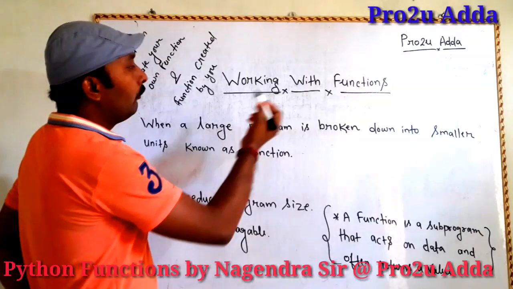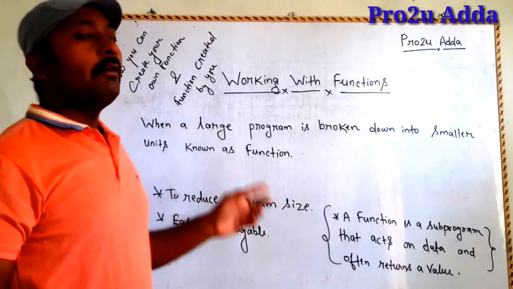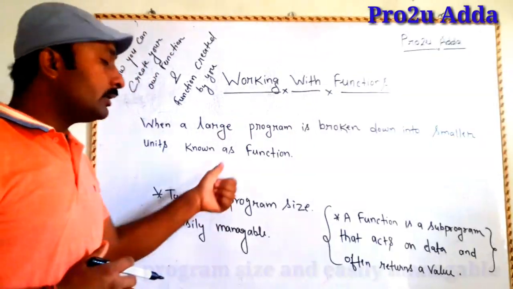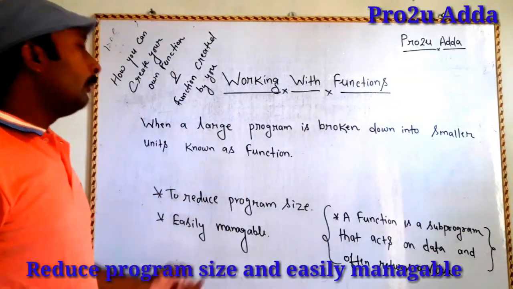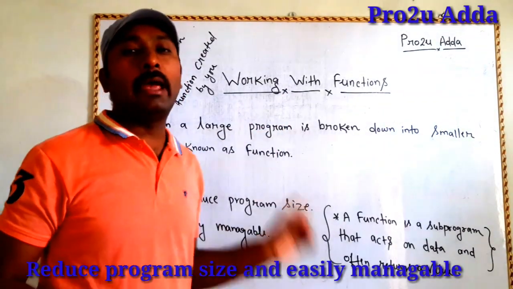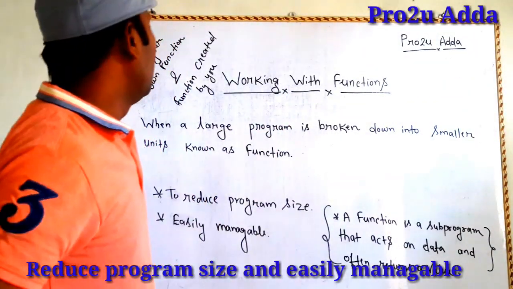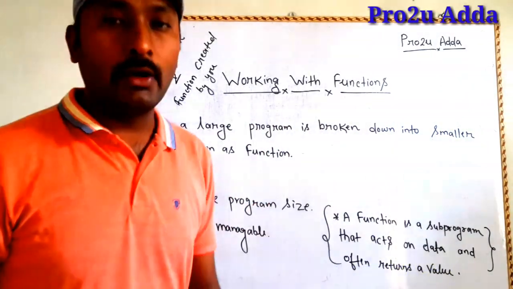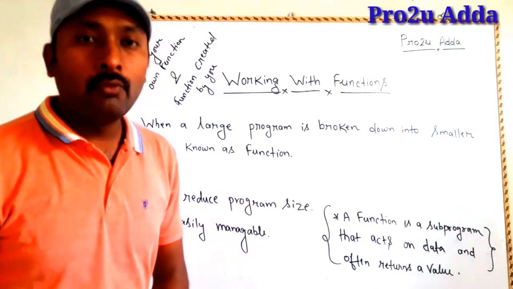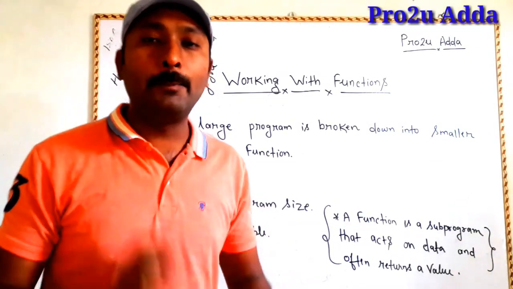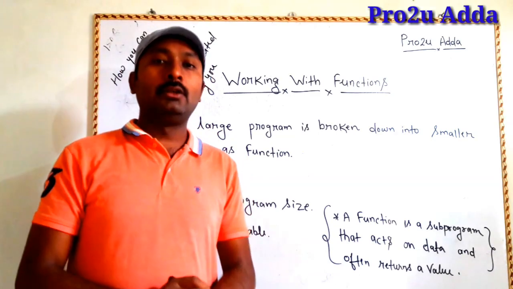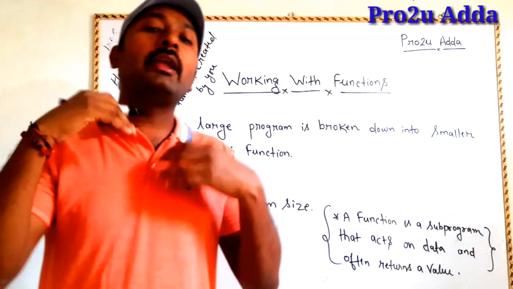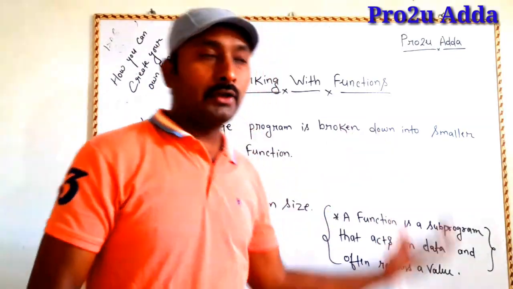Listen guys, a function makes our work easier. The function is used to reduce the program size, and by using a function we can easily manage any program. How? When a large program is broken down into smaller units, those are known as functions. As we all know, when a task is big and a program is complex, it is too difficult to manage. So we break it into small parts, and then we can deal with those parts by using our function.